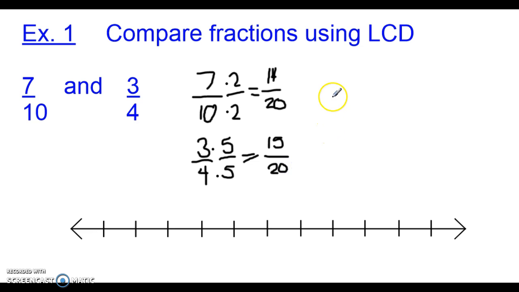So now if I were to compare these two fractions, I had 7/10 and 3/4 to begin. And I know that 7/10 is equal to 14 over 20, and 3/4 is equal to 15 over 20. So they have the same parts, but this one has 14 pieces and this one has 15. So 3/4 would be bigger. Whoops, I made a mistake over here. Sorry about that. 3/4 would be bigger, and so your alligator faces that way.